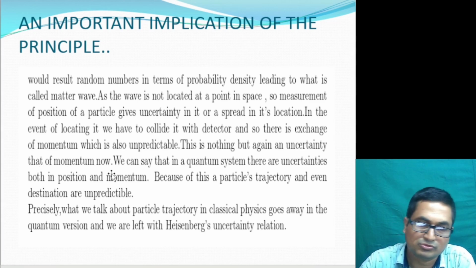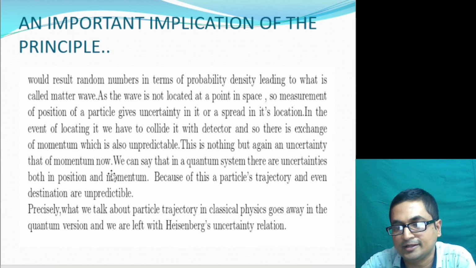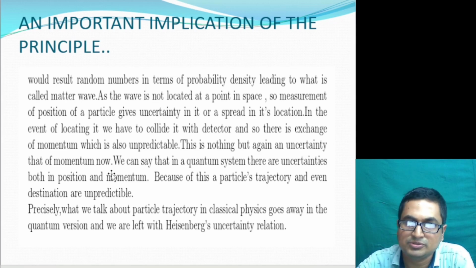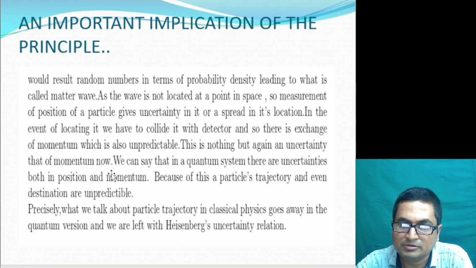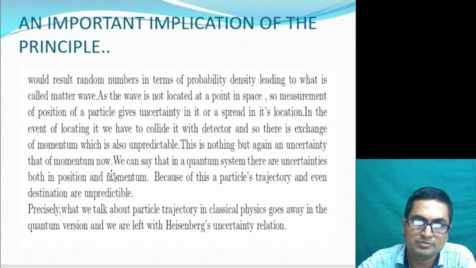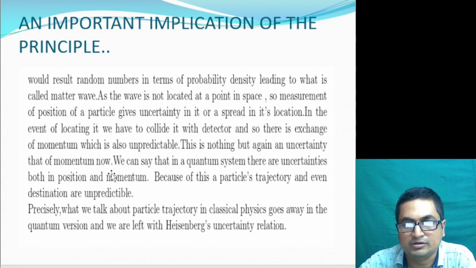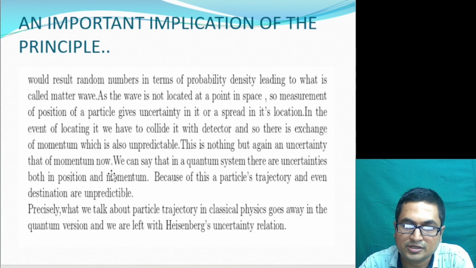In that sense, this exchange of momentum ultimately leads to uncertainty in momentum also. So from the quantum mechanical point of view, we talk about matter waves. The particle cannot be located in space, leading to some spread or uncertainty in position, and at the same time, while using a detector, we are left with some uncertainty in momentum. So we are left with both positional uncertainty and momentum uncertainty for a quantum mechanical particle.